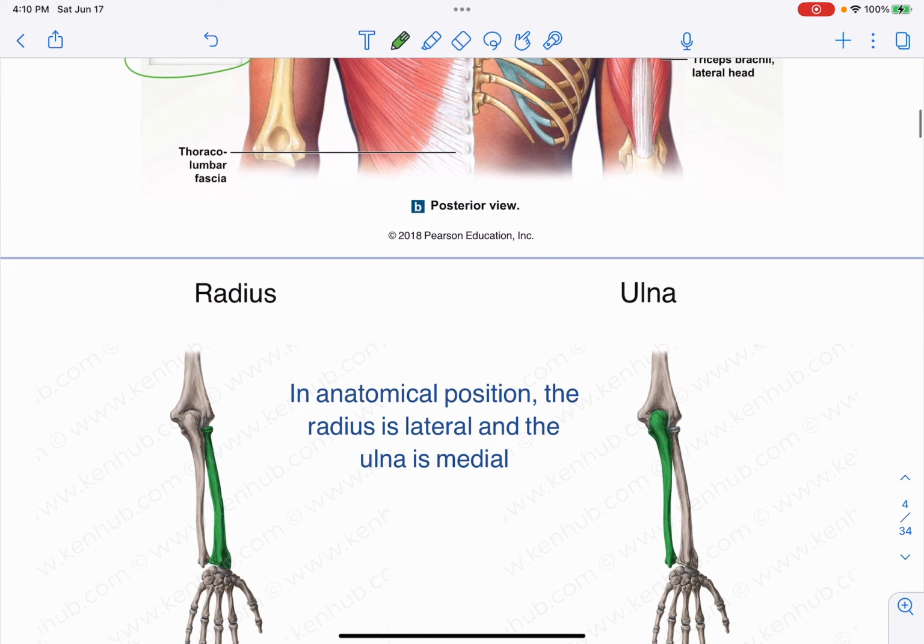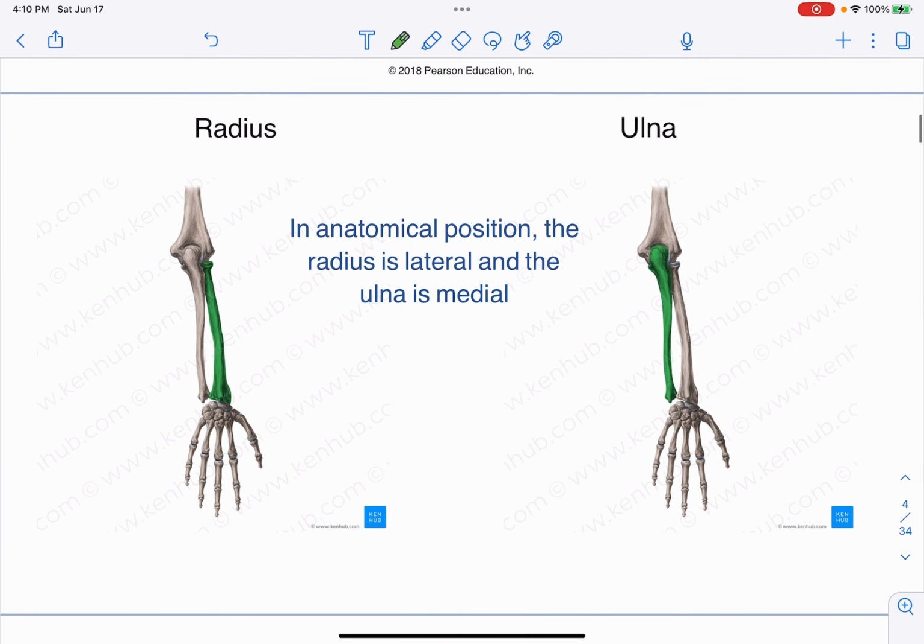And now let's begin talking about the radius and the ulna. So these are the bones in the forearm. And it is important to note the orientation of these bones in anatomical position. So the radius is lateral. Remember, in anatomical position, if we're standing, our palms are facing forward. So the radius is lateral and the ulna is medial. So make sure that you understand the orientation of these bones.